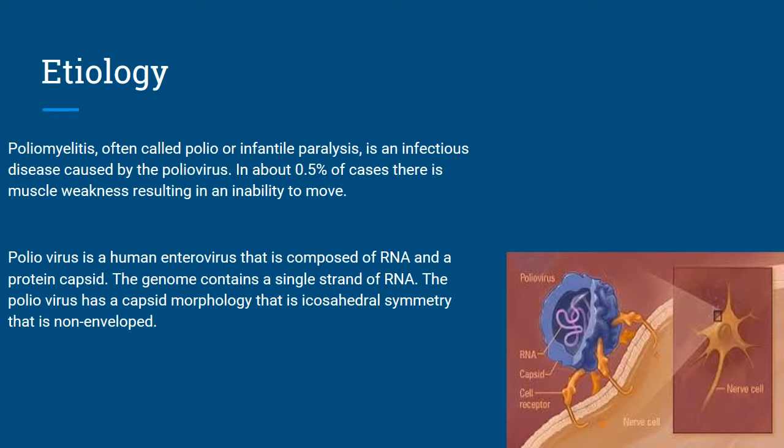You can see in the bottom right hand corner of the screen a picture depicting that the attachment of the poliovirus to the nerve cell is what causes the disease. Polio can also be called poliomyelitis or infantile paralysis. In about 0.5% of cases, there is muscle weakness that results in an inability to move.